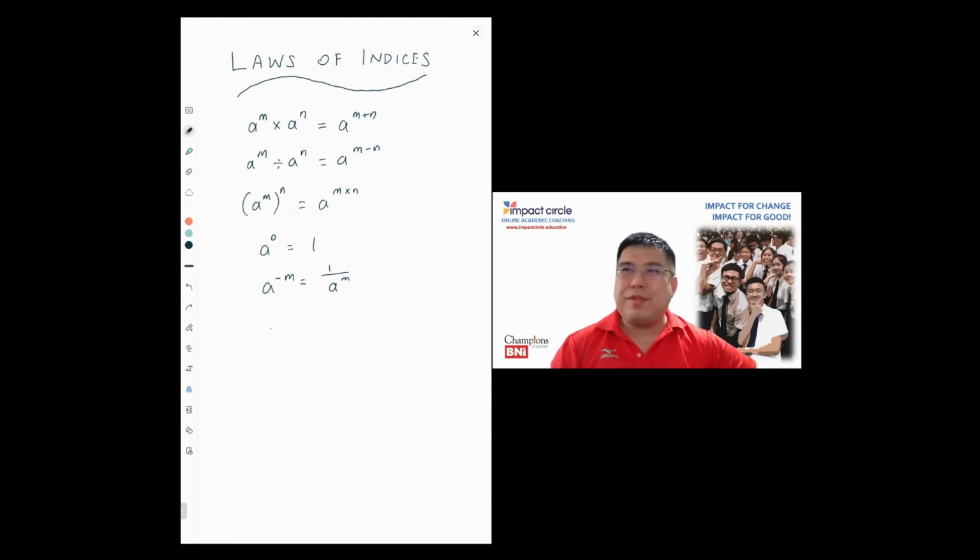We have previously learned these 5 laws of indices, and today we will be exploring what it means to have a fraction as a power. For example, what do you think 9 to the power of half is?